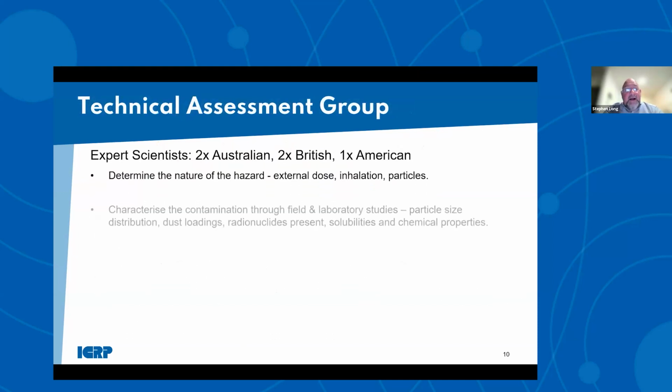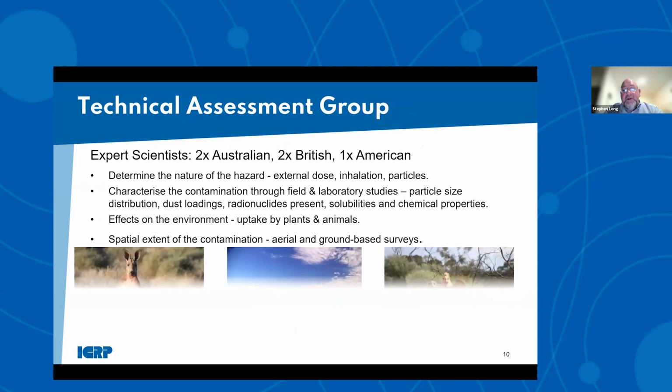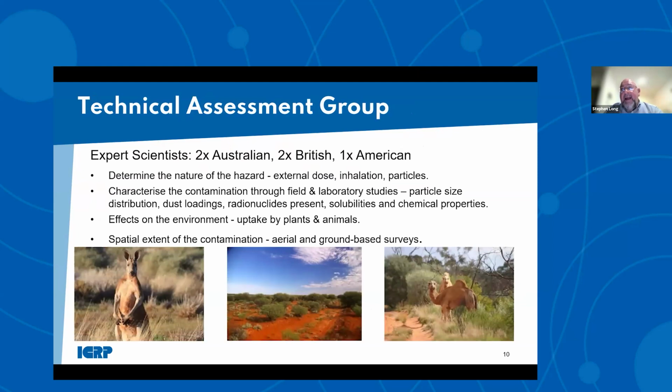The Technical Assessment Group comprised 5 expert scientists, 2 Australians, 2 British and 1 American, and they then sought the expertise that was in Australia and worldwide to help us characterise the site and determine the options for remediation. So determining the nature of the hazard, external dose, internal dose, and particles, characterising the contamination through field and laboratory studies, and looking at how that contamination travelled through the environment in terms of uptake by plants and animals, and determining the spatial extent of the contamination by aerial and ground surveys.